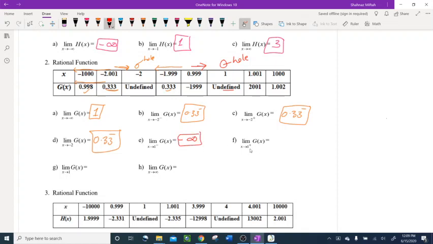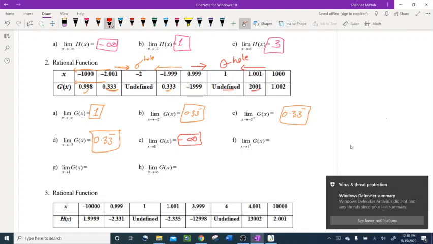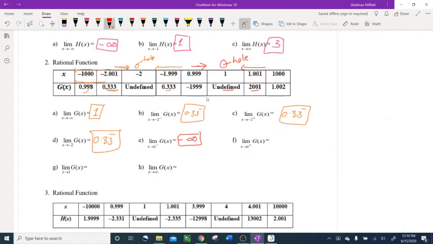X approaches 1 from the right side. This is 1. If I approach from the right side, again, I stop here because it's a hole, arbitrarily close, and I pick this. Do you see 2001 and 1.002? It means that's a huge, really a huge difference there.